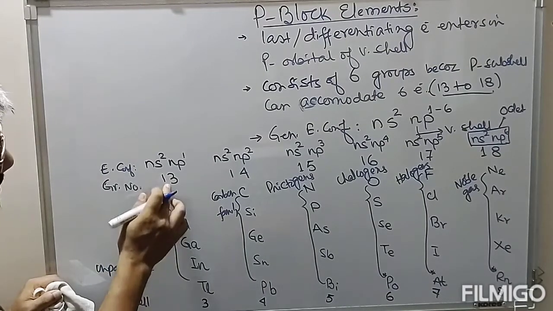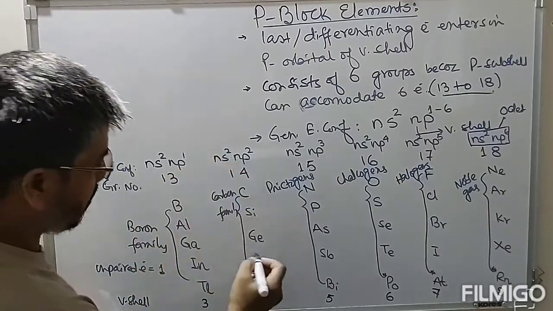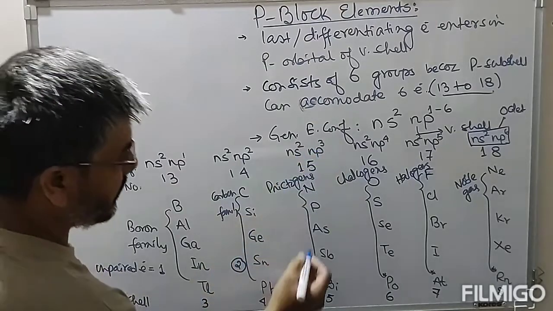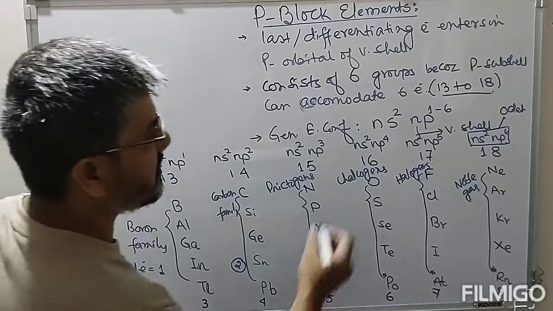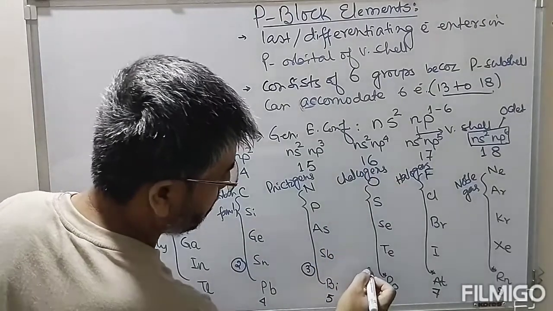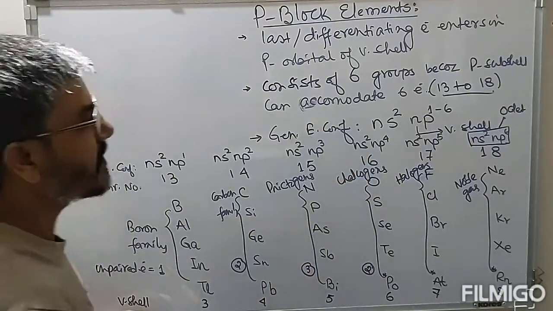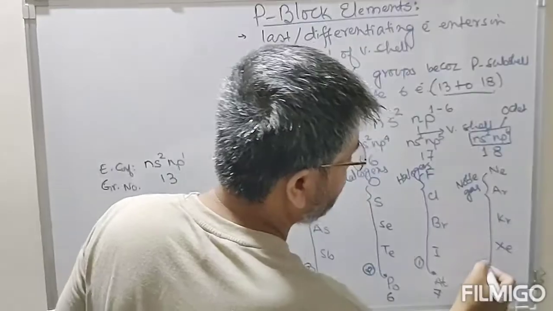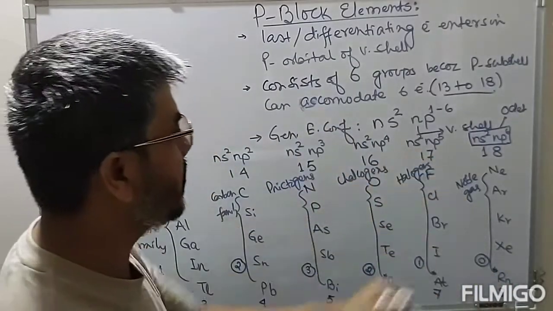In group 13, we have one unpaired electron, that is p. Group 14, we have two unpaired electrons. Group 15, we have three unpaired electrons. Group 16, we have two unpaired electrons because the fourth electron undergoes pairing. Group 17, we have one unpaired electron. Group 18, there are no unpaired electrons. All the electrons are completely paired.